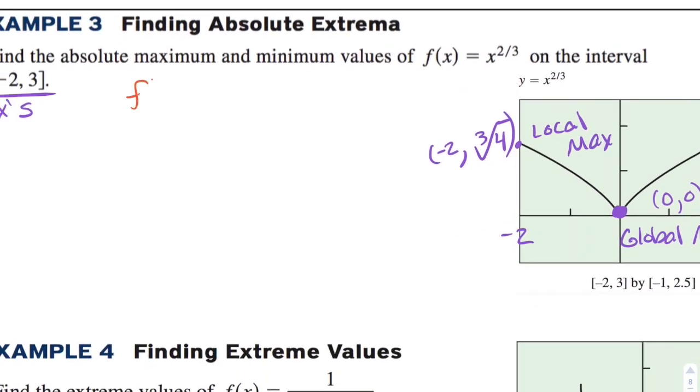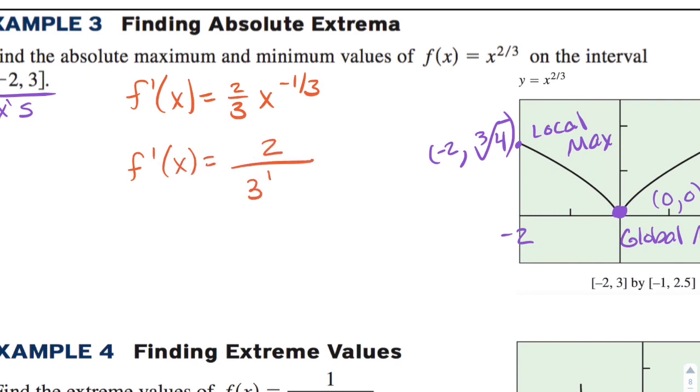So let's find the derivative. The derivative is equal to 2/3 x to the negative 1/3. I drop the 2/3 down, take 1 away from the exponent. So I'm taking away 3/3, which gives me negative 1/3. And so the derivative is equal to 2 over 3x to the 1/3. The 3 was always in the denominator. I moved the x down to the denominator.